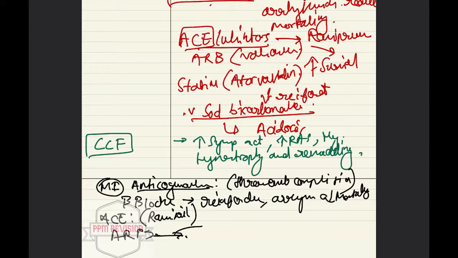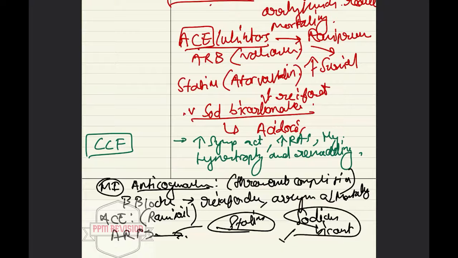And next, moving on to statins. Statins can be used for secondary prevention to reduce the thrombotic events and reinfarction. Acidosis is treated with intravenous sodium bicarbonate. So sodium bicarbonate can be used in case of acidosis as well.